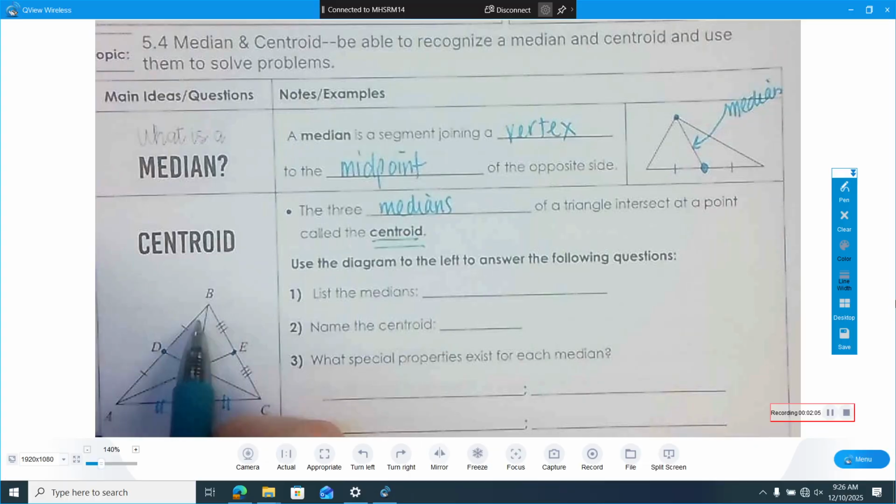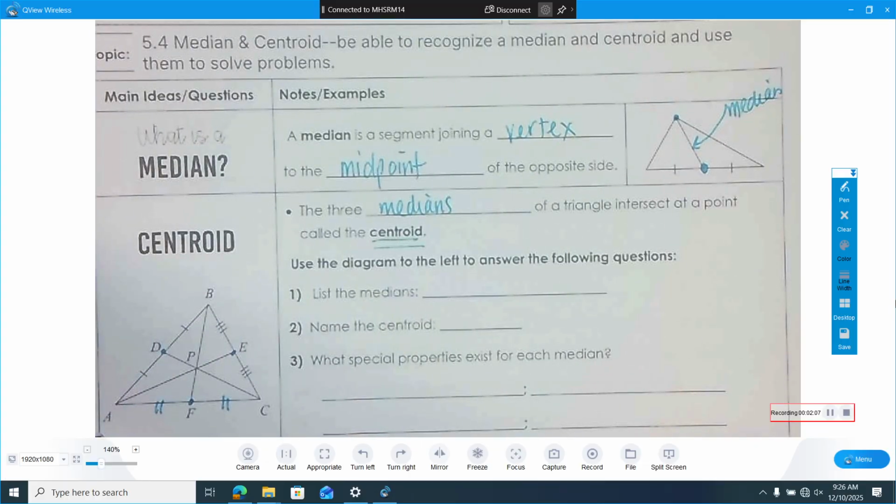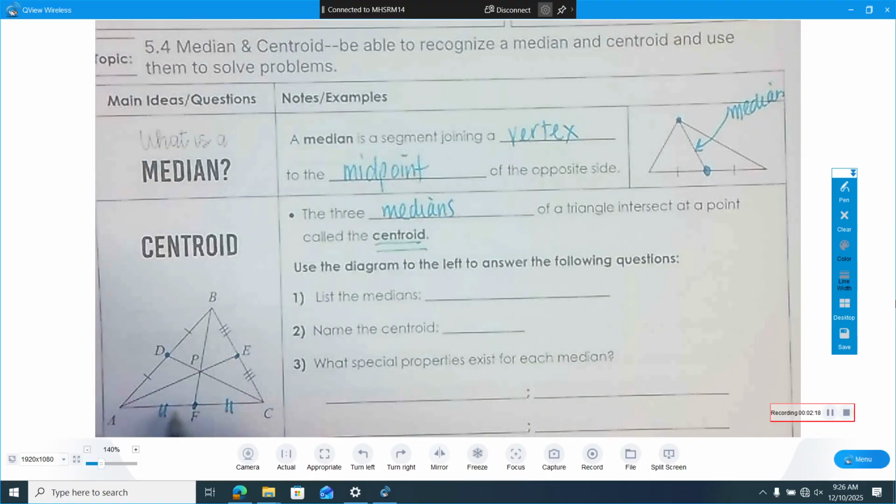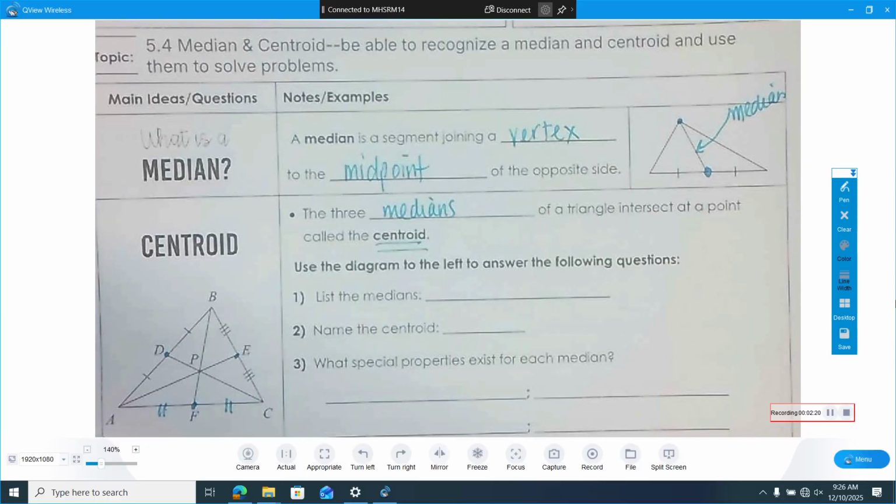Does this bisect the angle? No. We're saying nothing about the angle being bisected. That is not true. Median goes to midpoint. That is all we know. So here we have a midpoint, and we get 2 congruent sides. So that's all we know.